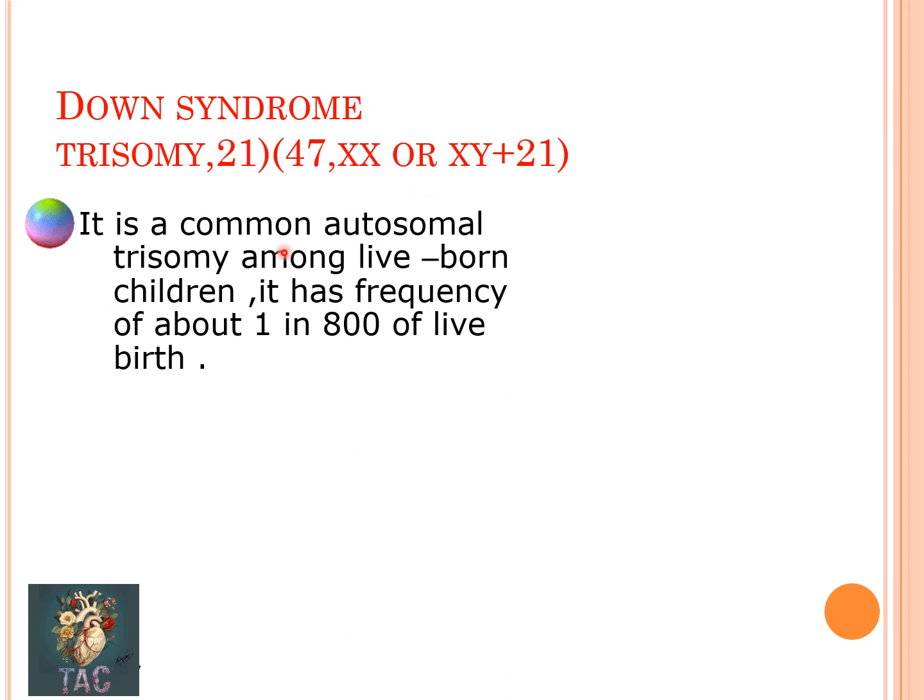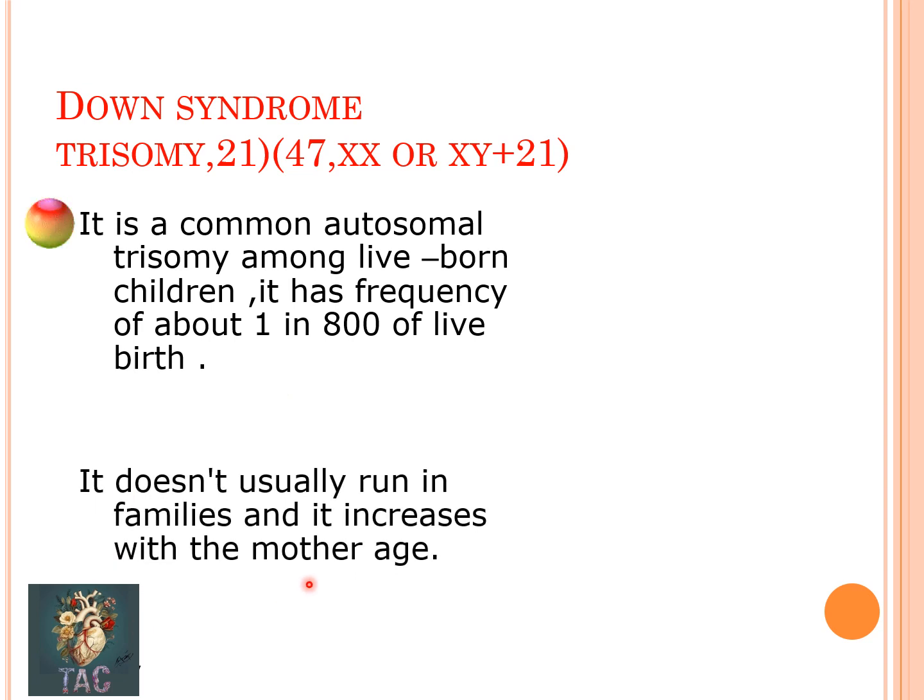It is the most common autosomal trisomy among live-born children and has a frequency of about 1 in 800 live births, and the frequency rate increases with maternal age. It is 1 in 3,000 at the age of 25, and if the maternal age reaches 40 years, it is 1 in 100. So it usually does not run in families, and it is related to an increase in maternal age.